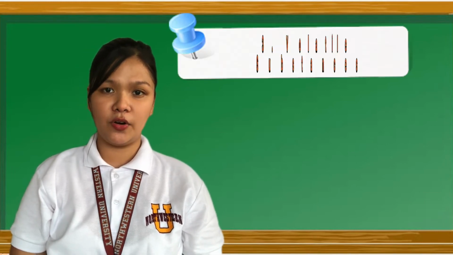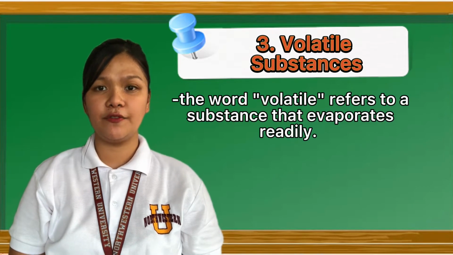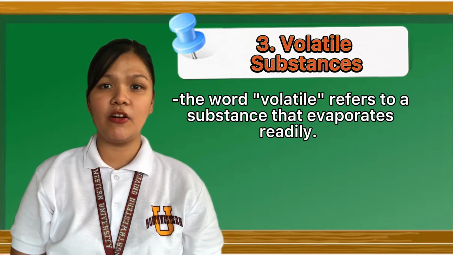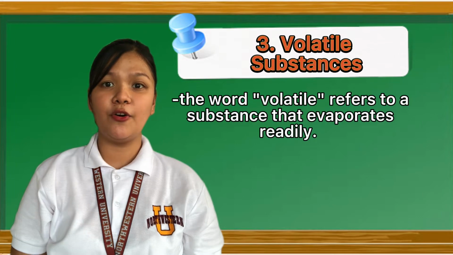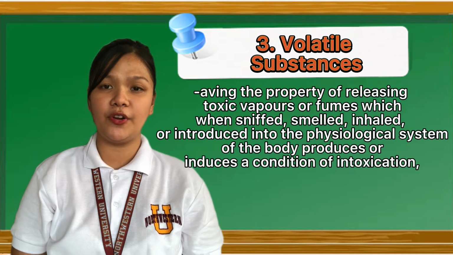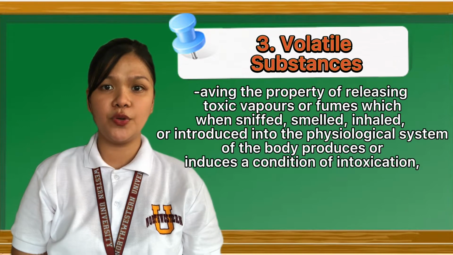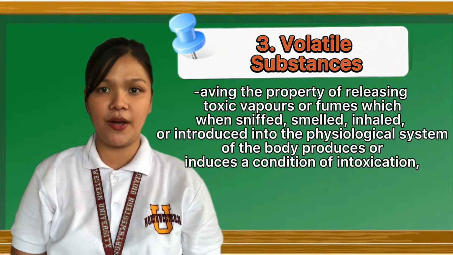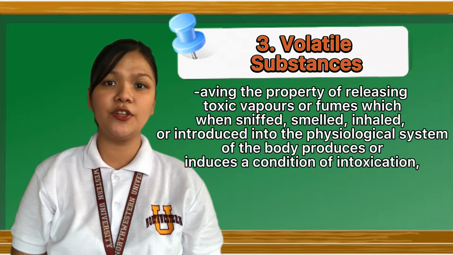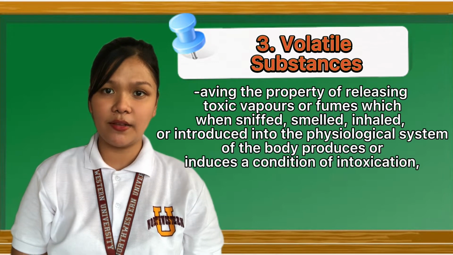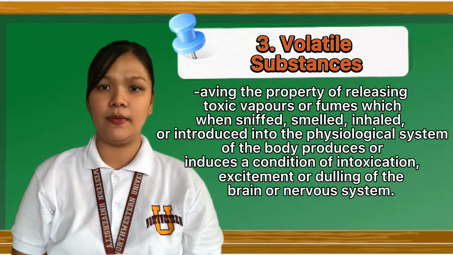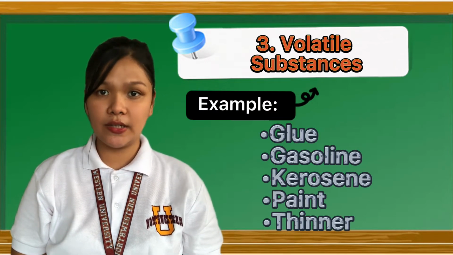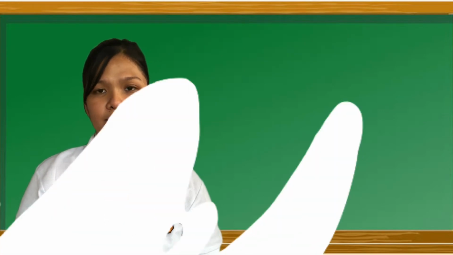Let us move on to volatile substances. The word volatile refers to a substance that evaporates readily. So volatile substances are the group of liquid, solid, or mixed substances having the property of releasing toxic vapors or fumes which, when sniffed, smelled, inhaled, or introduced into the physiological system of the body, produce or induce a condition of intoxication, excitement, or dulling of the brain or nervous system. Examples of these are glue, gasoline, kerosene, paints, thinner, and etc.